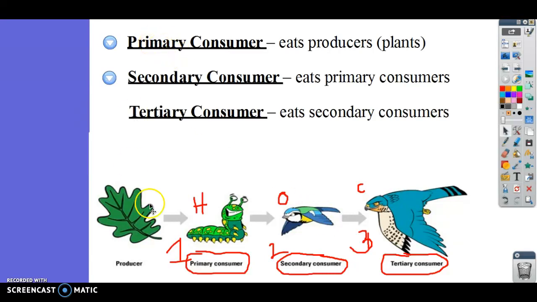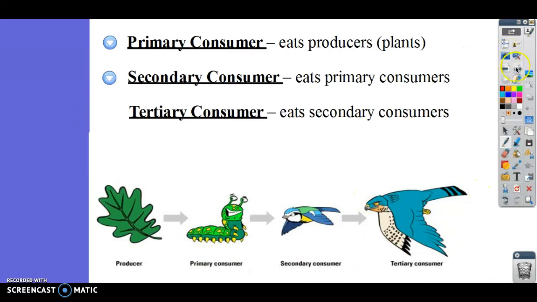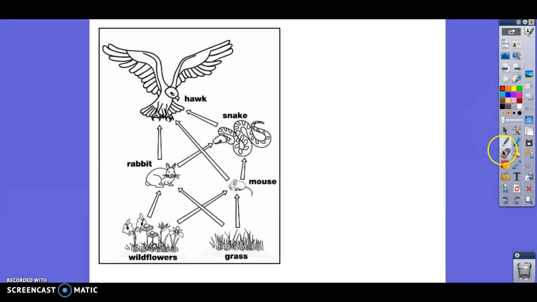Okay, so again, we can label these guys by what they eat, or we can label them by what position they are in the food chain. So you guys think you can do this? We're going to see if you can do this now. We're going to do a little practice. You'll do one with me, and then you'll do a practice worksheet.